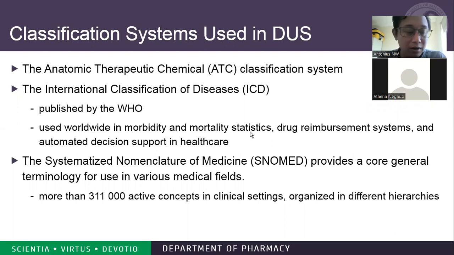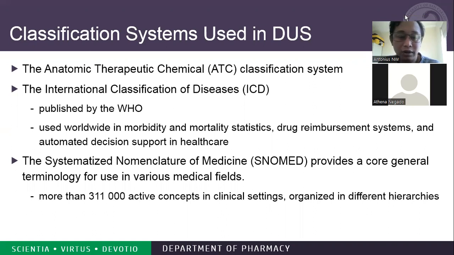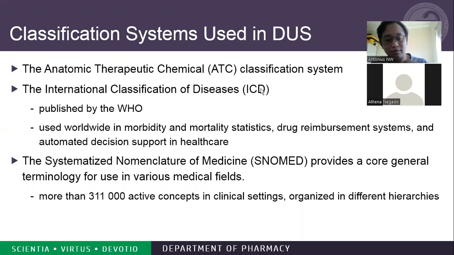Then we have another category. It is the systematized nomenclature of medicines that provides a core general terminology for use in various medical fields. So yes, it's nomenclature of medicines. So I think that's all that I can give to you.